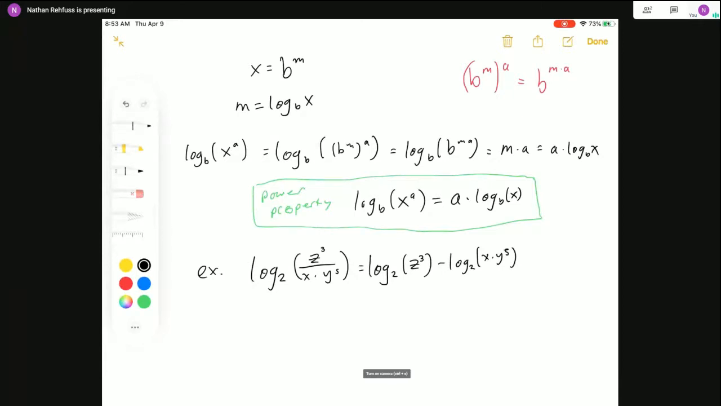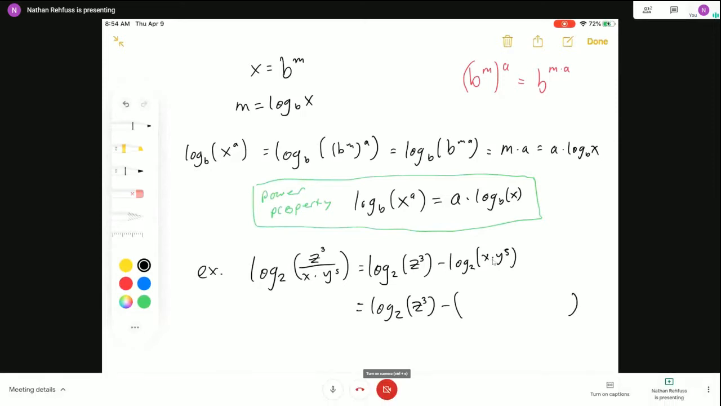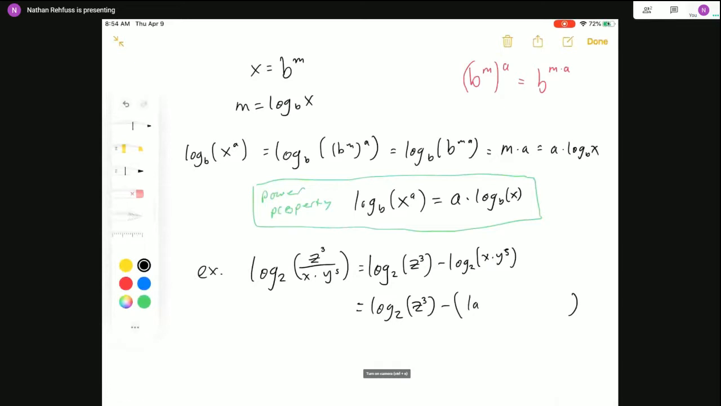So I've turned that division into subtraction. That's the quotient property. Now, I'm going to break this log base 2 of x times y to the 5th up, because there's a multiplication. That's the glue holding this one together. And take this multiplication dot and say that's addition outside. So this is log base 2 of x plus log base 2 of y to the 5th.